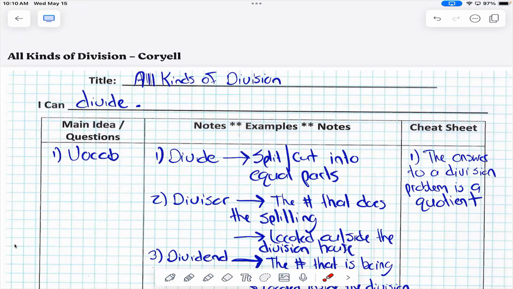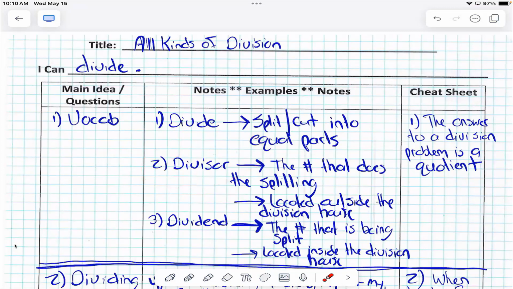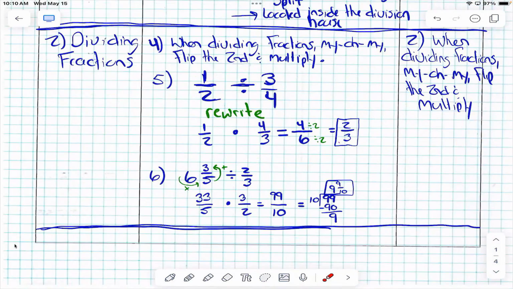All kinds of divisions is the title. The I can statement is I can divide. Hey, when you divide, you're actually doing what? Splitting something or cutting something into equal parts. What does the splitting? The divisor. The divisor is like the splitter. And then what gets split? The dividend. So the dividend is the one getting split up, and the divisor does the splitting. Yes. So if you have a division box, which one goes inside the house? The dividend. And which one goes out here? The divisor.